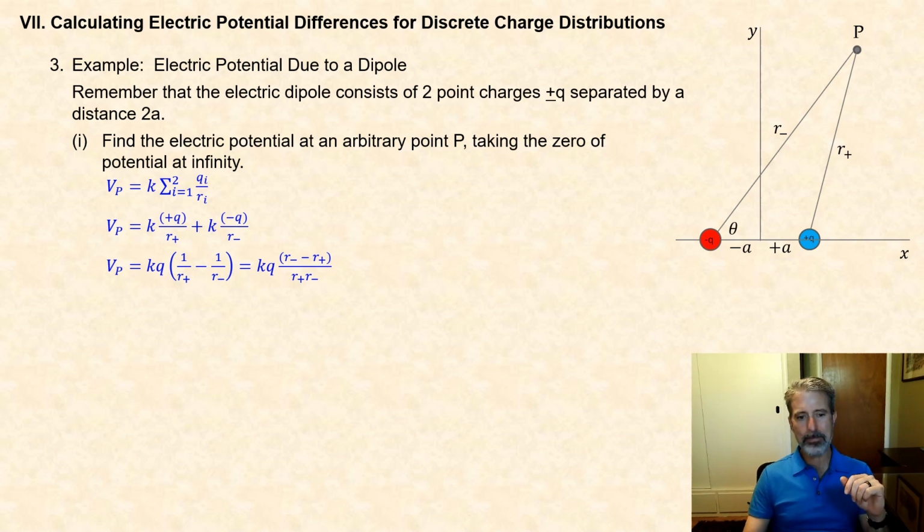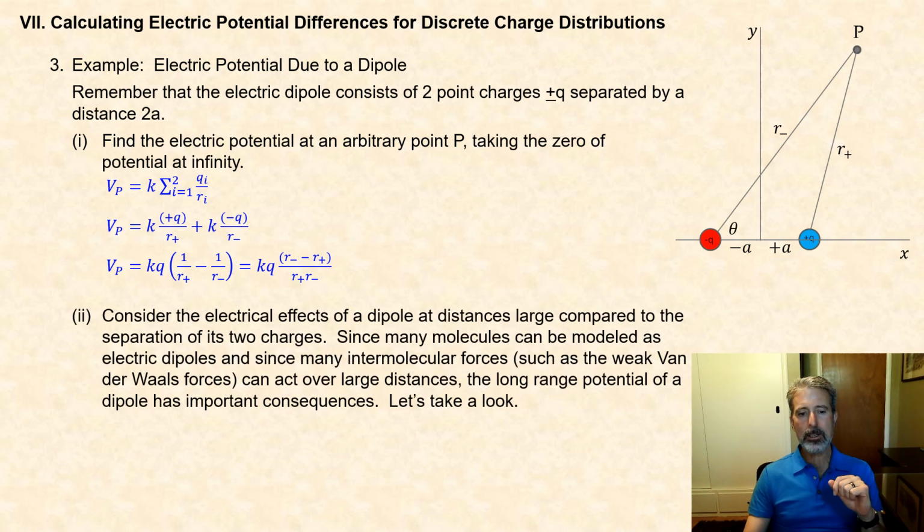Okay, and you see that it's very straightforward, since the form of the electric potential of a point charge is very straightforward. So in the second part here, it says, consider the electrical effects of a dipole at distances large compared to the separation of its charges. If we're talking about a molecule, for example, the distance between those atoms in a molecule is usually quite small in comparison to either the distance between two molecules, or the distance between some instrument and a molecule, in which case this approximation is very good.